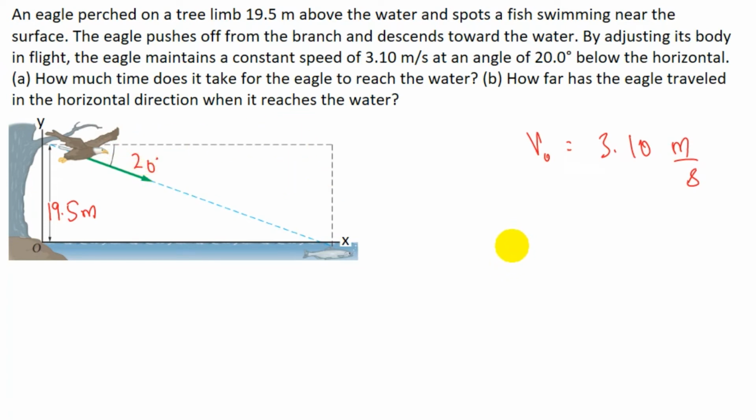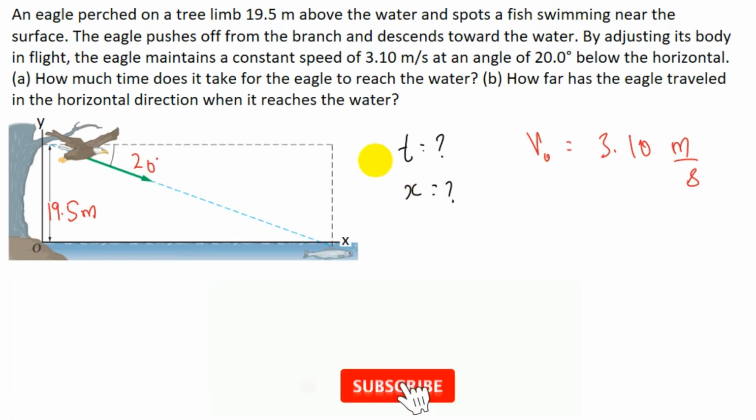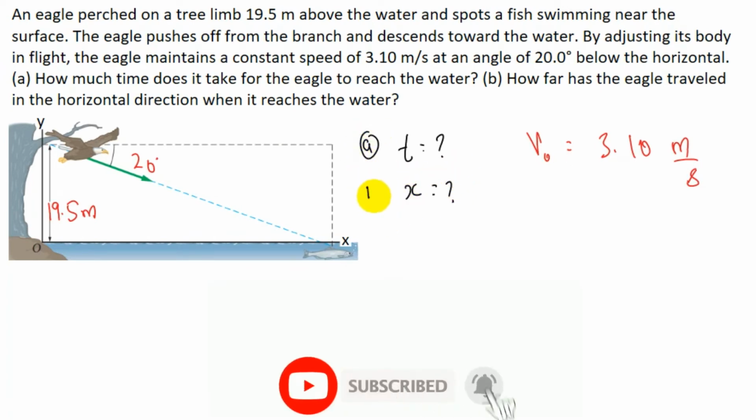Now there are two parts in this question that we need to solve. First part, how much time does it take for the eagle to reach the water? So how much time it took to reach the water? And second, how far has the eagle traveled in the horizontal direction when it reaches the water? So this x, the horizontal distance, these two things we have to calculate, right? So to solve this problem, we'll consider the motion of this eagle in two dimensions.